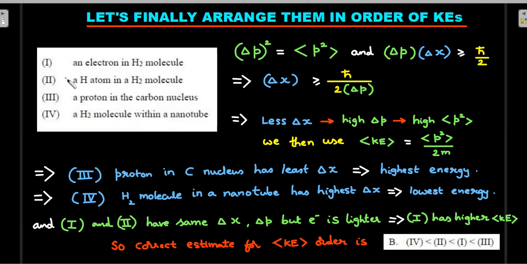Now the catch is between 1 and 2: the delta x is the same. Can you see? The hydrogen molecule is the same. So we carefully observe that the average value of p square is the same for both the first option and the second option, but there is a division by 2m. The electron is lighter and therefore has the greater value of energy. So 1 has a higher KE than 2. Among the 4 options, this is the correct order in the kinetic energy, which is option B, as far as I remember in the original question.